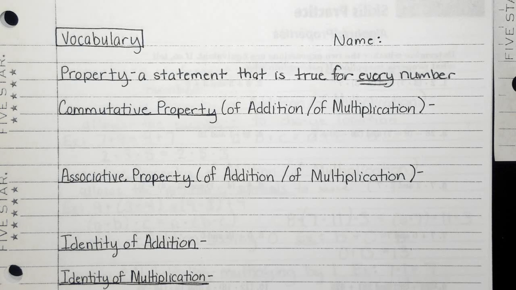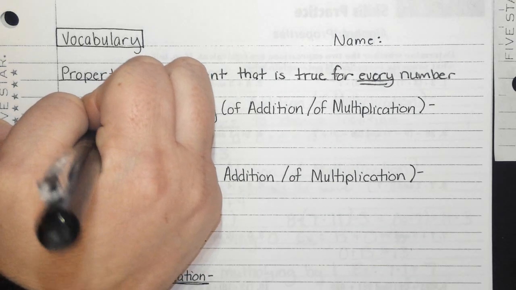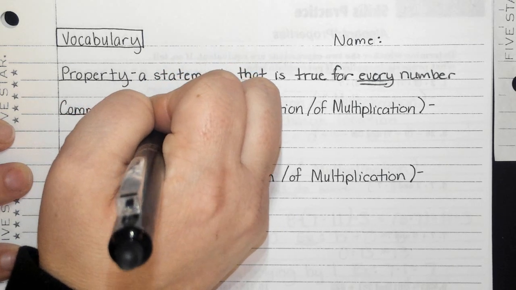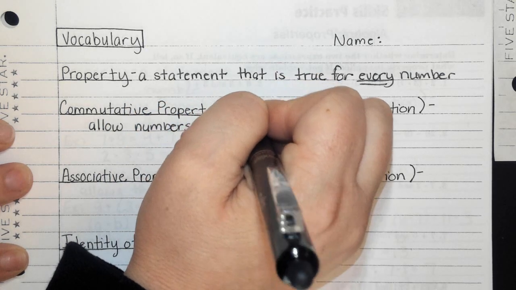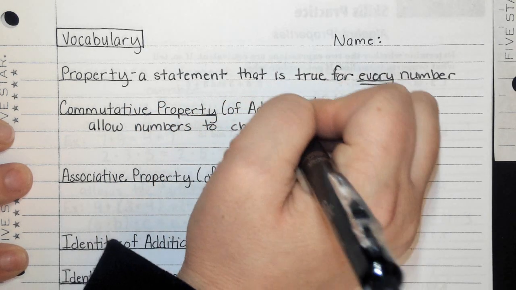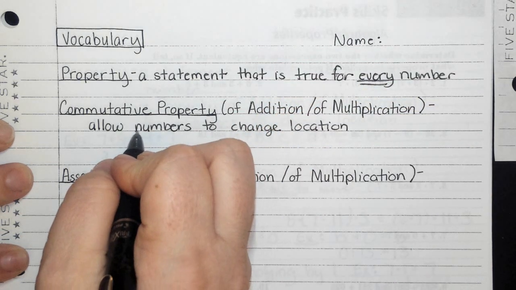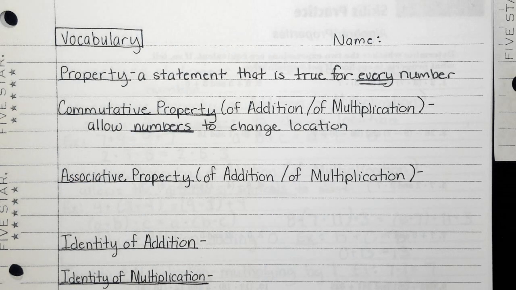So you're changing location. And that's going to matter here because when we're talking about the commutative property, it's going to allow numbers to change location. It's going to allow the numbers to change location. So here's the cool thing about what we're doing today. You're not going to have to do math with this.